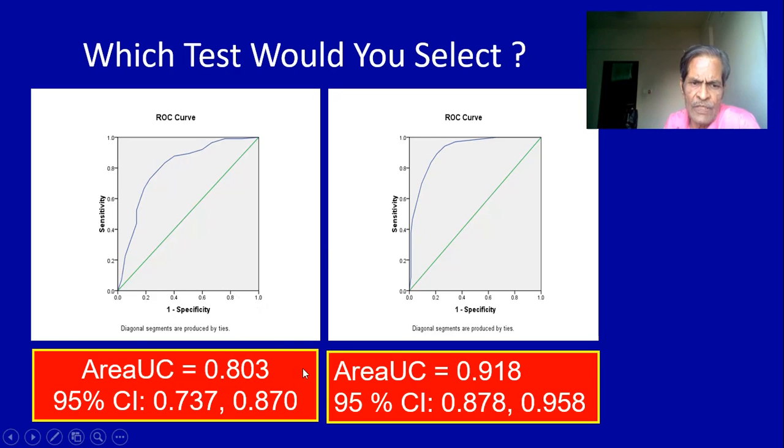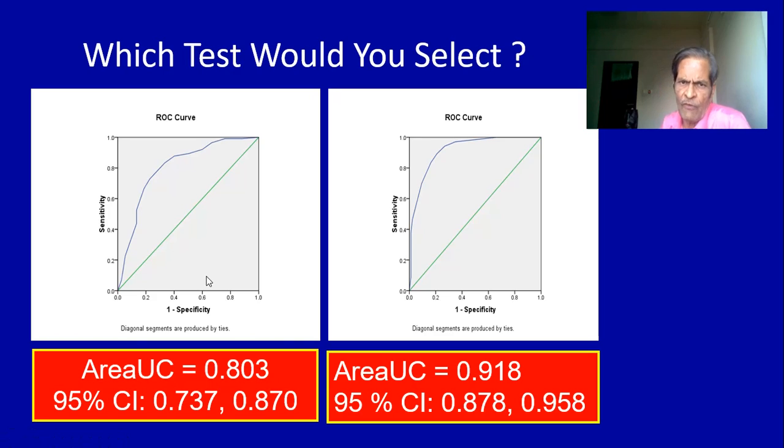The area under the curve for this test is 0.83 with 95% confidence intervals 0.73 to 0.87, and for this test the area under the curve is 0.91. So these are the point estimates of AUC for this test. This is the point estimate for this test, and these are the 95% confidence intervals. So here the area under the curve for this test is higher than this one, and therefore we will choose this test for practical purposes over this test because it has a lesser area under the curve.